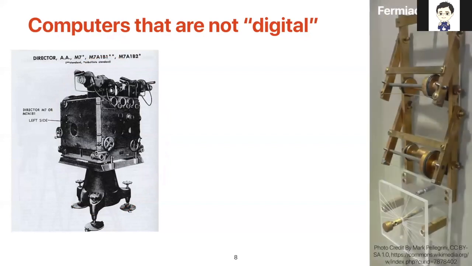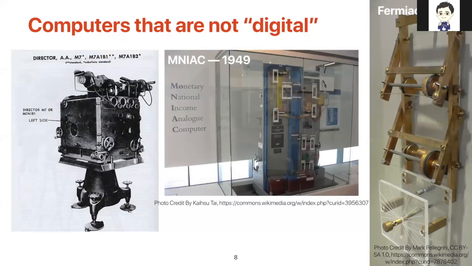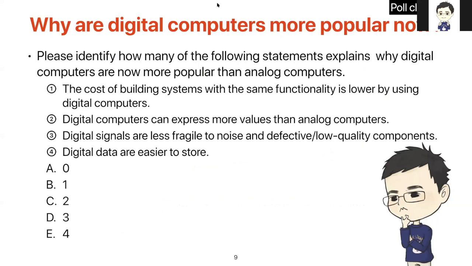Like in 1947, there's Fermiac. Fermiac was used by Fermi, and it was used in a lot of research. And this is Miniac, another analog computer. So there are a lot of analog computers. But right now when we talk about computers, we only think of digital computers. So why are digital computers more popular now? This is the question that I want to ask every one of you.